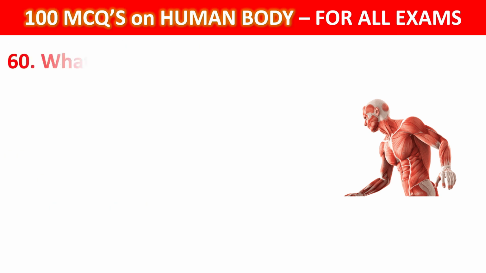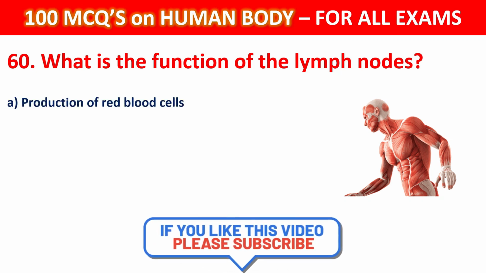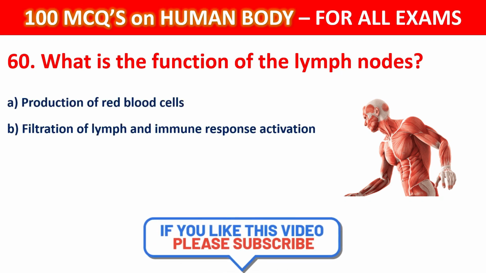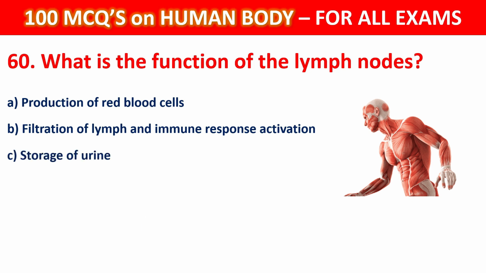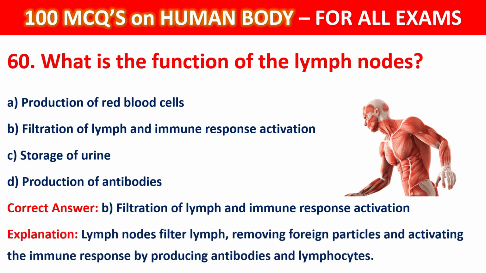Question number 60. What is the function of the lymph nodes? Your options are production of red blood cells, filtration of lymph and immune response activation, storage of urine, or production of antibodies. The correct answer is B, that is filtration of lymph and immune response activation. The lymph nodes filter lymph, removing foreign particles and activating the immune response by producing antibodies and lymphocytes.